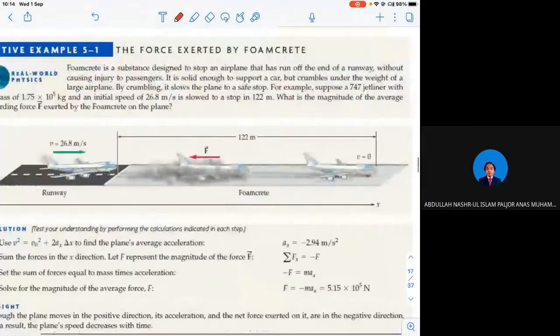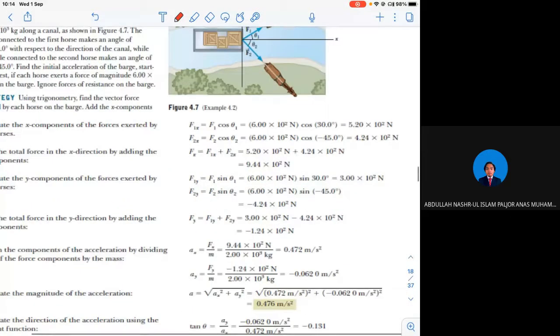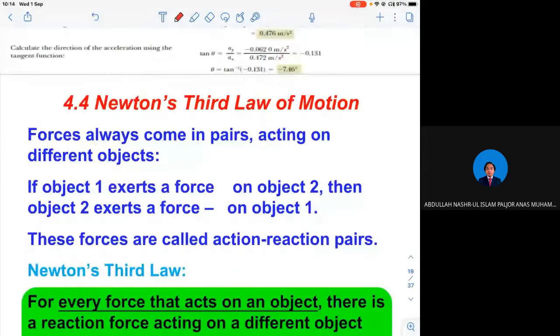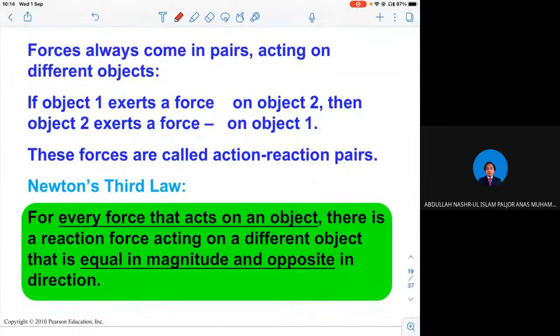Okay, this is another example. I believe that all of you have already mastered the examples. Right, let's look at Newton's third law, where for every force that acts on an object, there is a reaction force acting on a different object that is equal in magnitude and opposite in direction. That means the value is the same, but the direction is different.